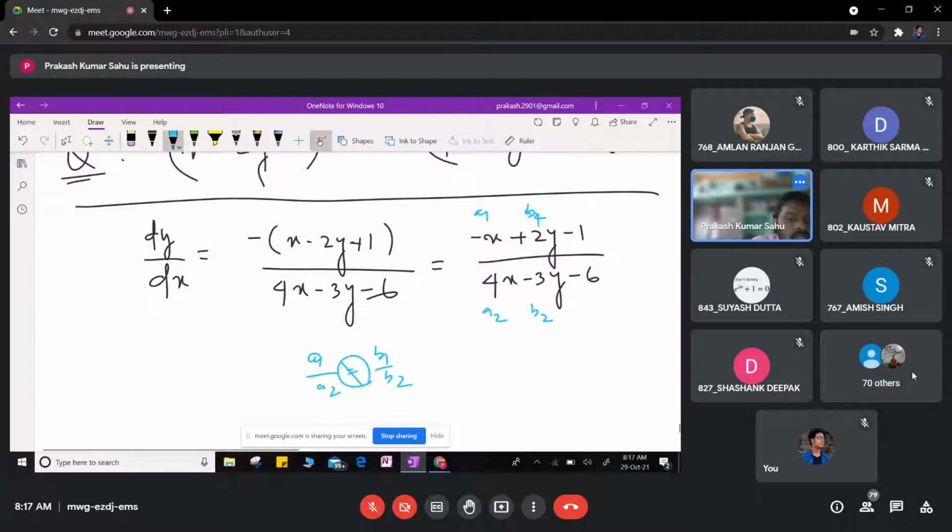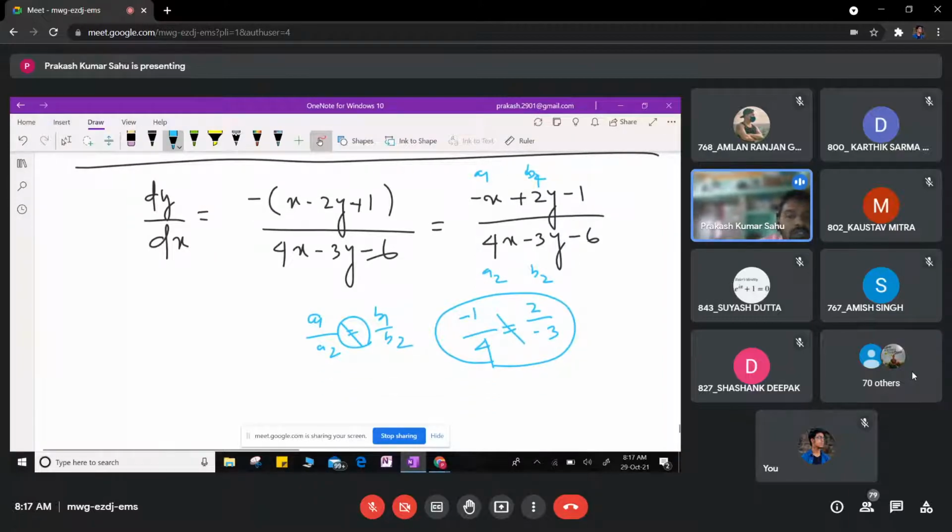You have to check. Okay, so now your a1 by a2 क्या होगा? This is minus 1 divided by 4, and b1 by b2 क्या होगा? 2 by minus 3. So these two are not equal. Okay, so this is not equal means this is your case 1.